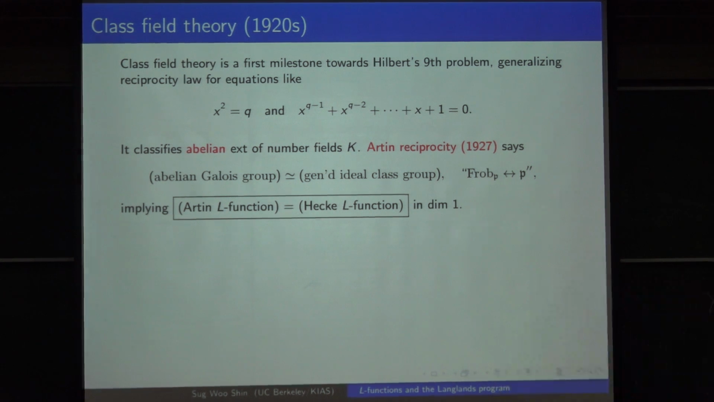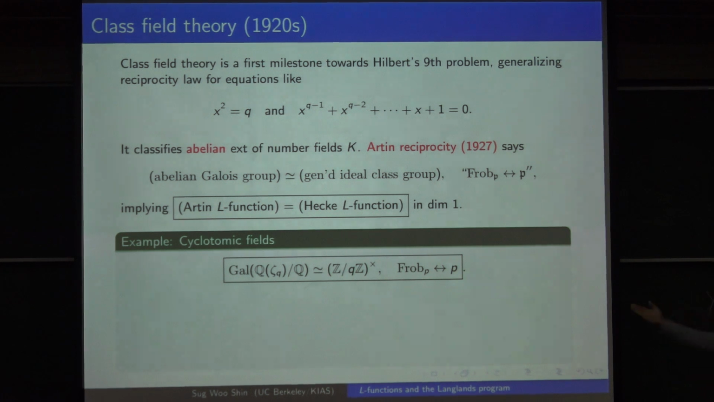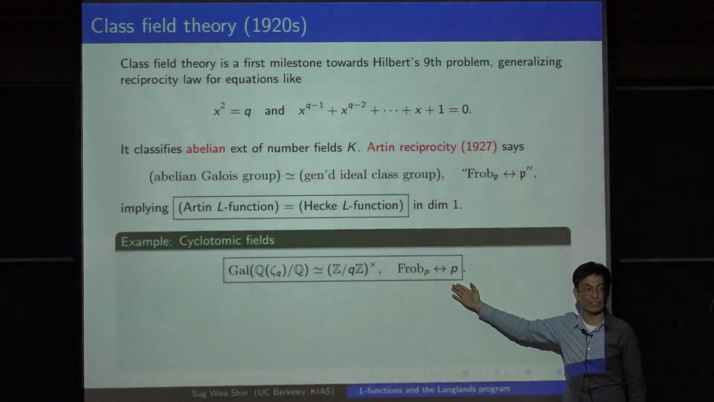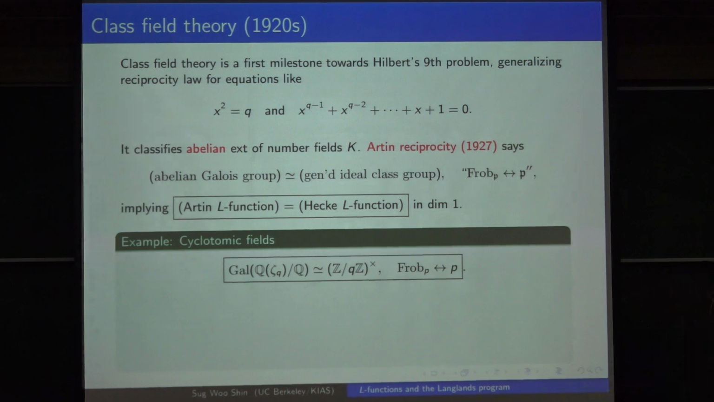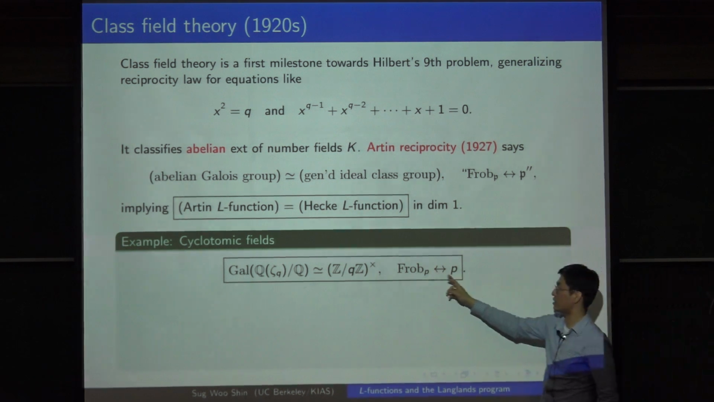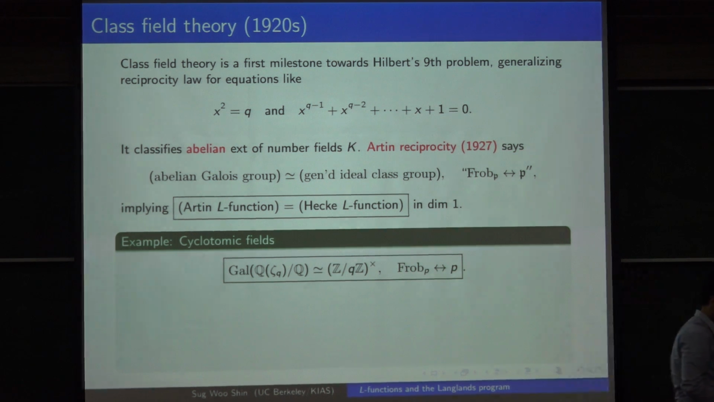Moreover, more relevant to our discussion is the fact that the Artin L-function is equal to the Hecke L-function in dimension 1. I briefly indicated that there is a similarity, but now we see that this is exactly true. Let me illustrate how this works in the special case of cyclotomic fields. We've seen this isomorphism, in which for every prime p, p on the right-hand side goes to Frob_p on the left-hand side. So for concreteness, we now understand these groups.